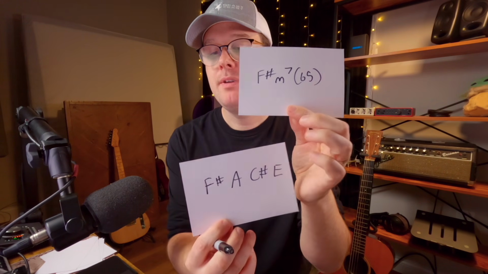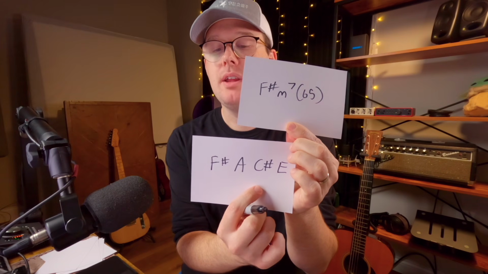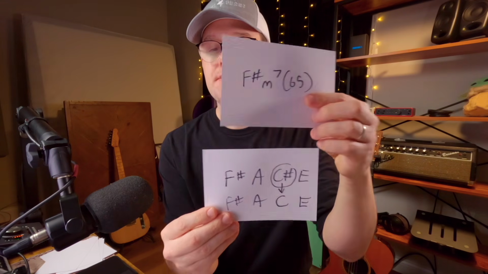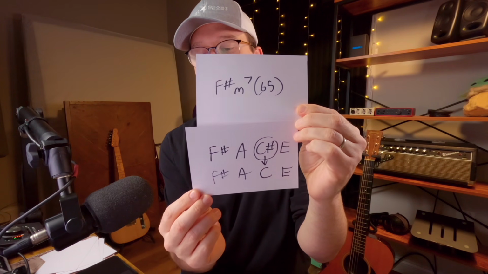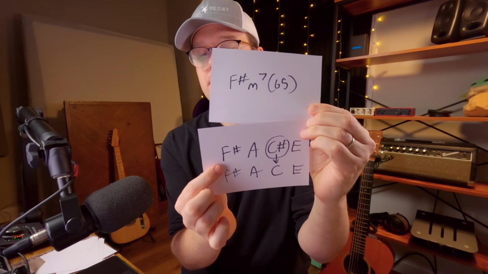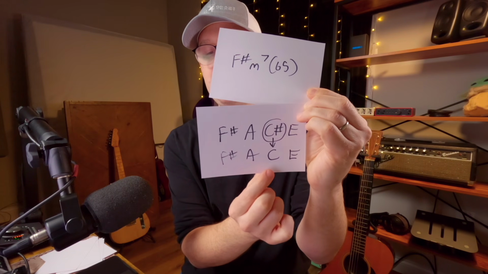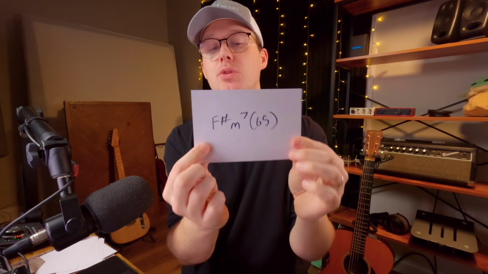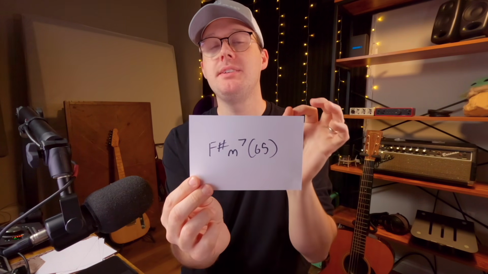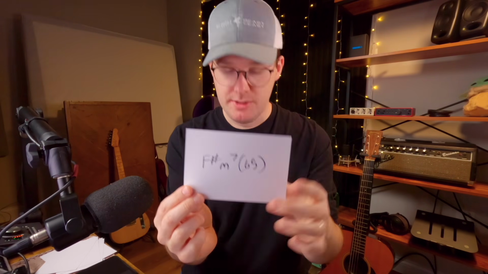But the reason it says minor 7 flat 5 is because we need to take that 5th scale degree, which is currently a C sharp, and lower it. So now it is F sharp, A, C, E. So these two chords actually say the exact same thing. An F sharp minor 7 chord with a flat 5 is going to be spelled out F sharp, A, C, and then E. So again, if you're looking at a chord chart, if you're not looking at sheet music, you will most commonly see this written out. This is basically an F sharp half diminished 7 chord.